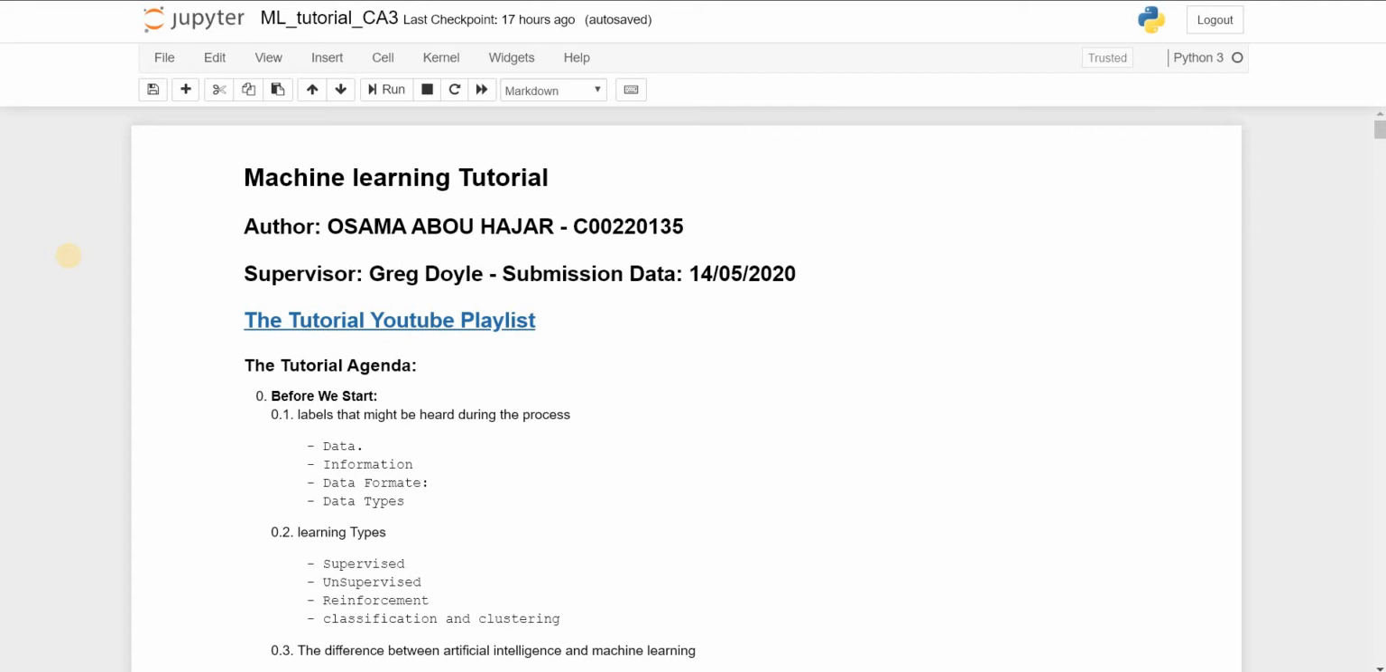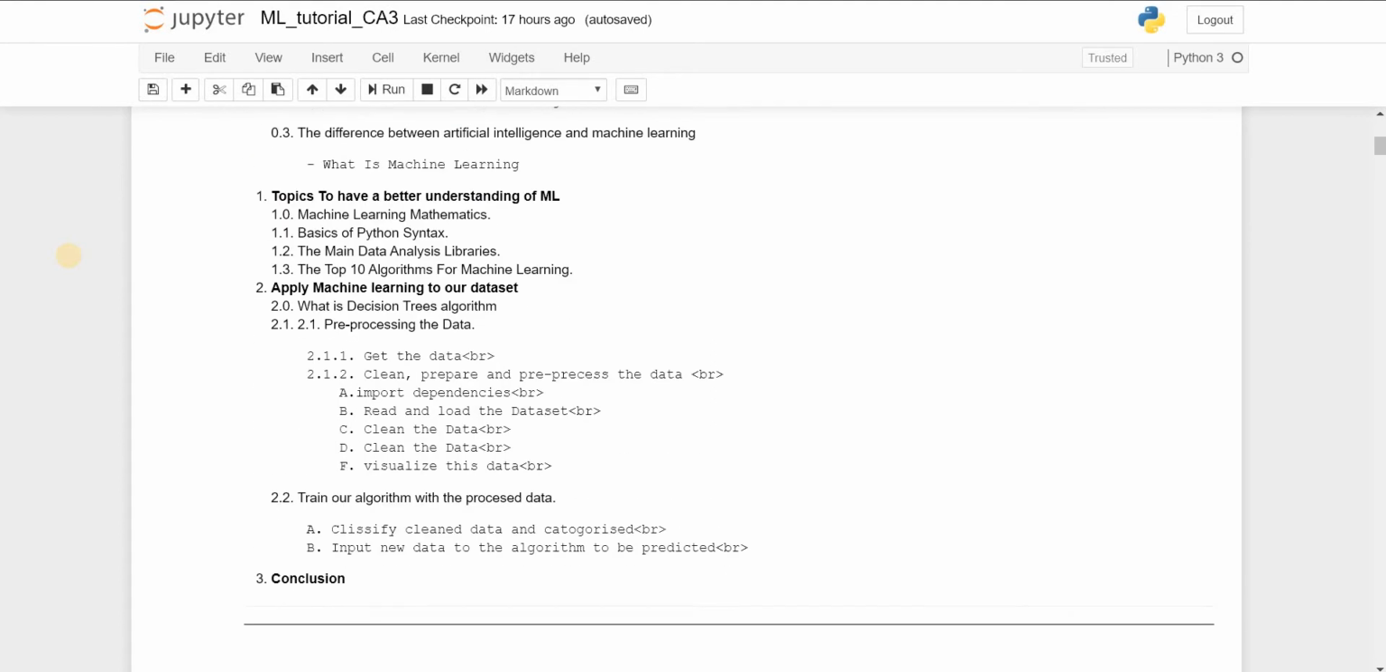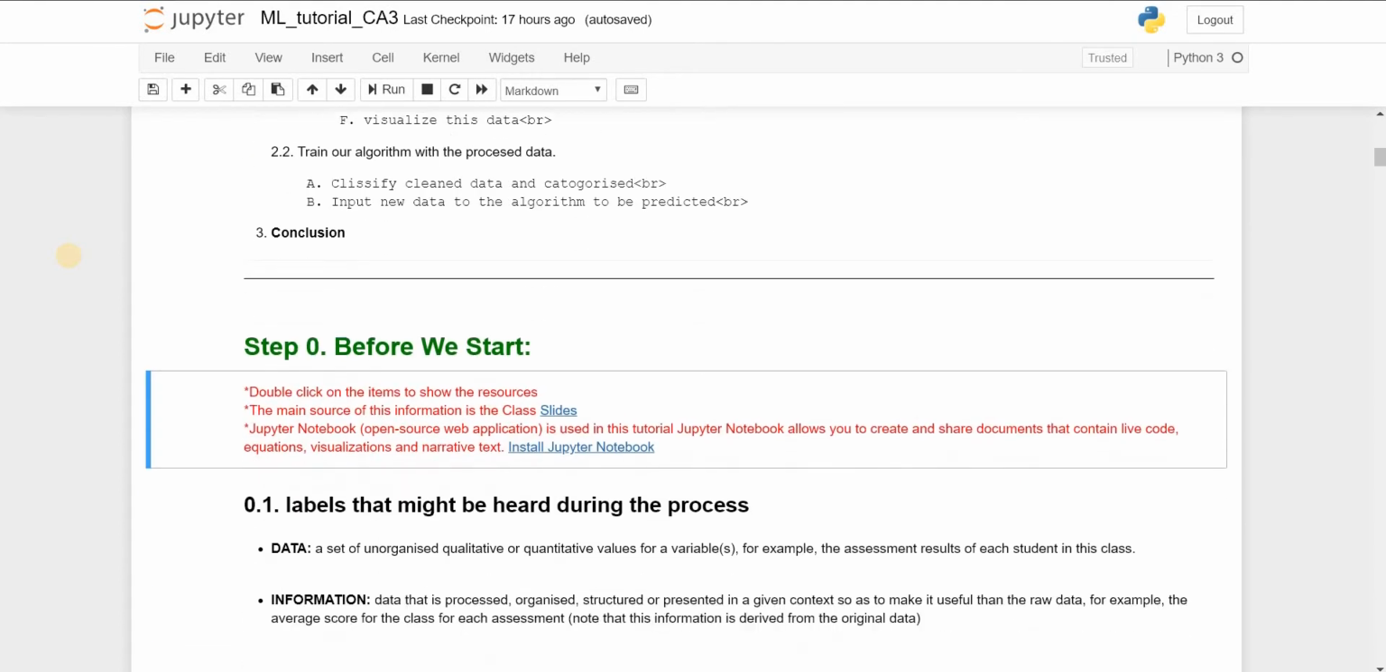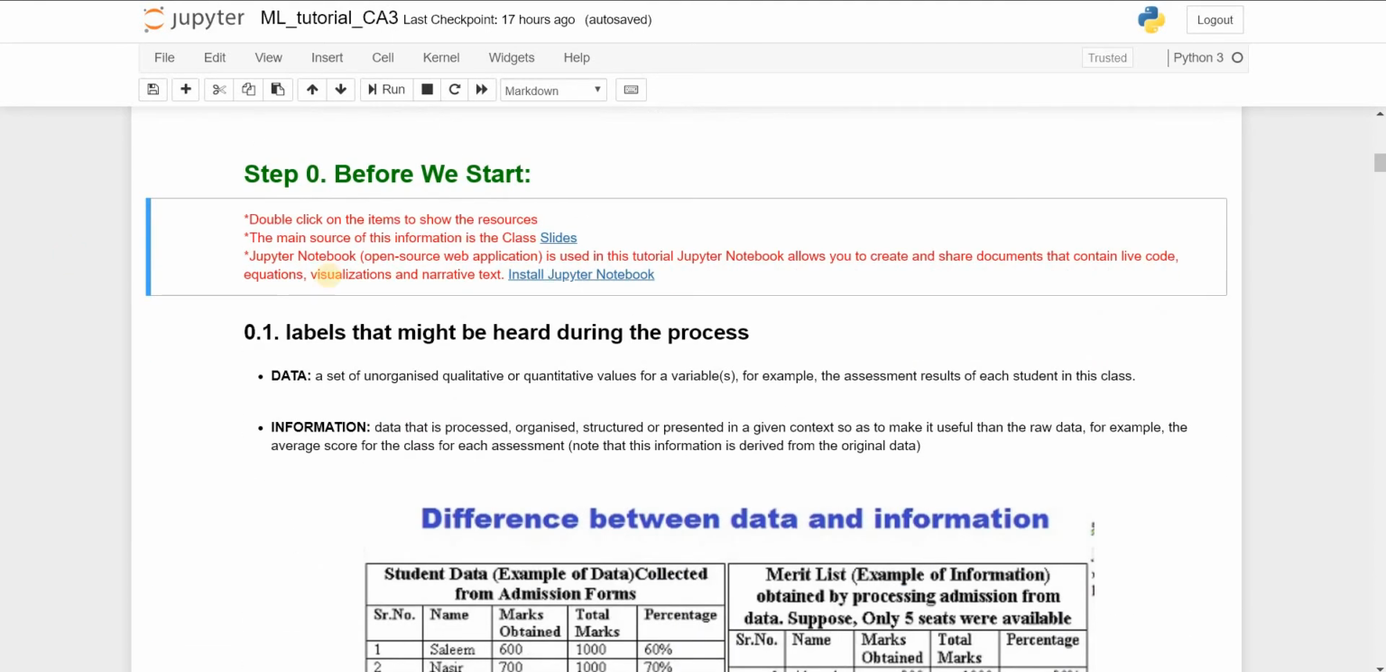This tutorial has been made as an alternative solution for the data science final exam during COVID-19 2020. This tutorial will be submitted to our supervisor Greg Doyle, and the main objective and hope of this tutorial is to give the readers and the people who are using it a good understanding and basic information about machine learning.